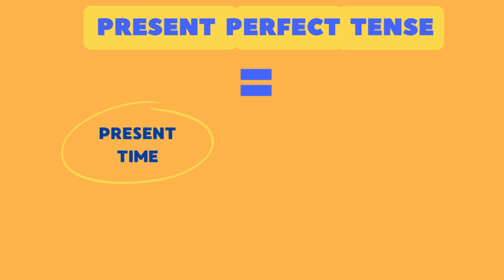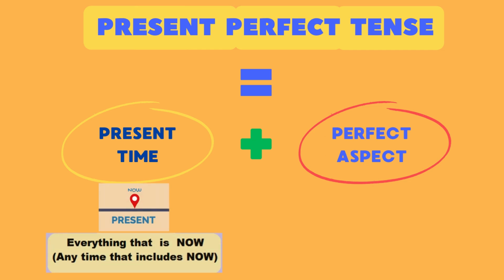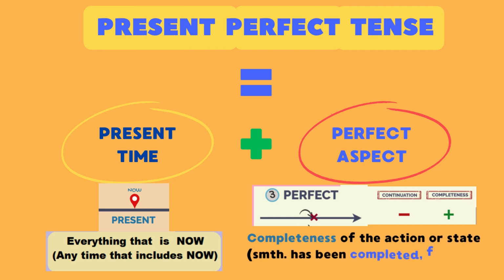The present perfect in English is the tense that contains two components, the present time and the perfect aspect. The present time describes everything that is now, or any time that includes now. The perfect aspect expresses the completeness of the action, or state. It shows that something has been completed, finished.